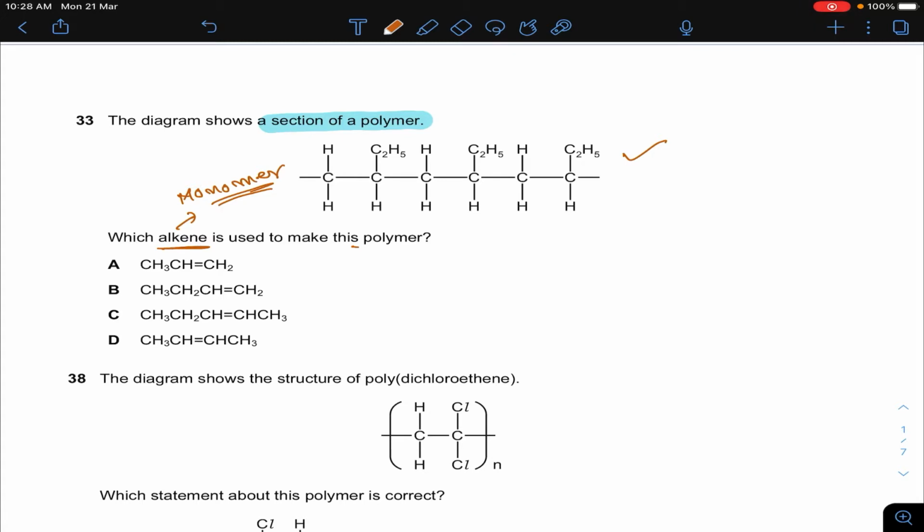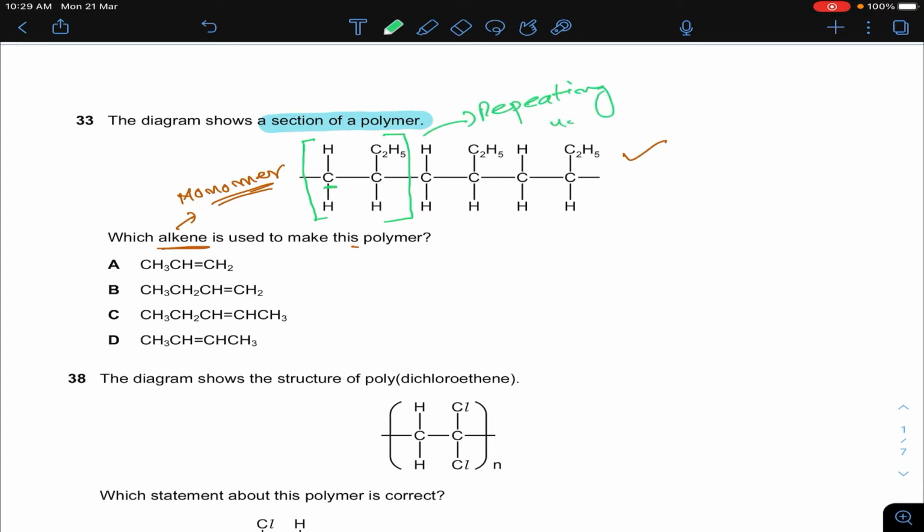As I told you in the last lecture, to identify the structure of the monomer from the polymeric chain, first we have to identify the repeating unit. If I start the repeat from this carbon atom, in addition polymers we just have to take two adjacent carbon atoms in the chain. You can simply see that the same pattern is repeated again and again, so this is our repeating unit.